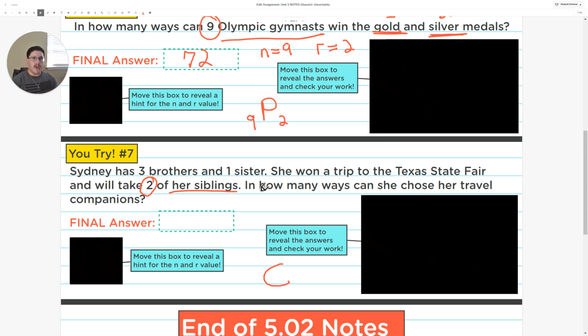How many total people do we have in this problem? Well, we have 3 brothers and 1 sister, which means we have a total of 4 that we're choosing from. How many are we choosing from this pool? Well, we're choosing 2 to go along to the Texas State Fair. I don't know how the other 2 siblings are going to feel being left out from this trip, but hey, this is the math problem here. So the combination is we're choosing from 4 and we're choosing 2 from those 4.